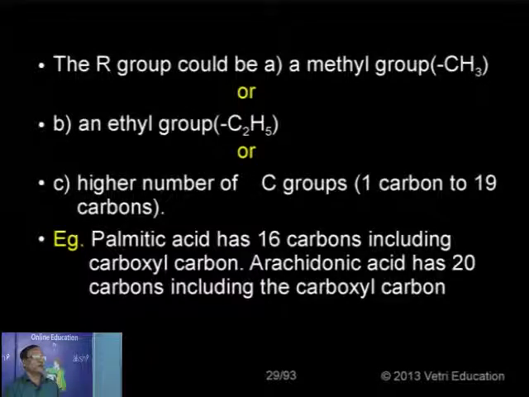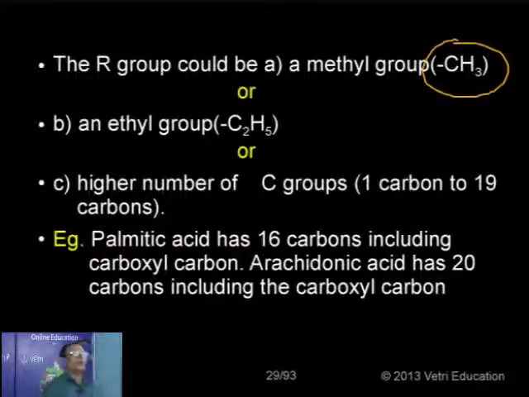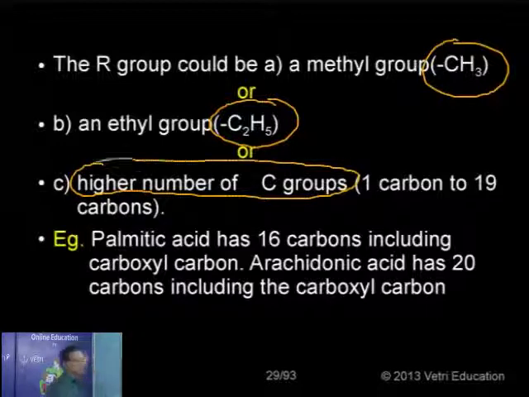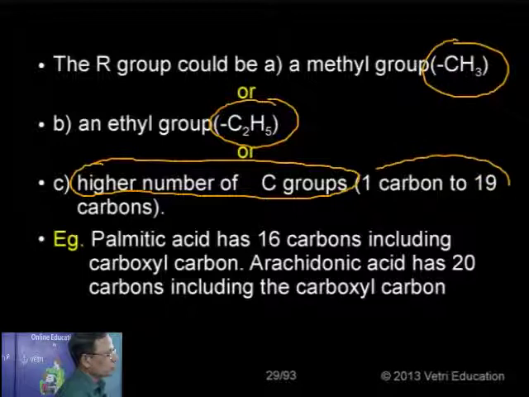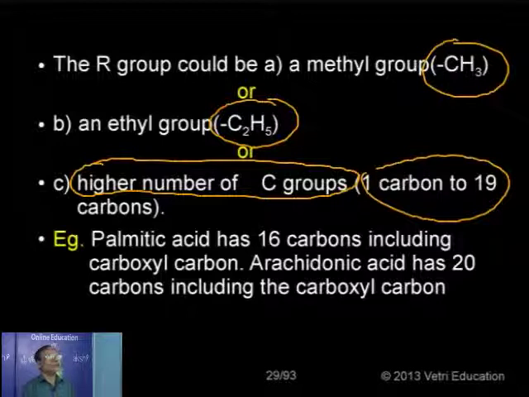So in a fatty acid, the R group may be a methyl group, or it may be an ethyl group, or it may be a higher number of carbon groups. We'll see in the structure, higher number of carbon groups. The maximum number of carbons in a fatty acid is 90. The minimum is 1. So the number of carbon atoms may be from 1 to 90.